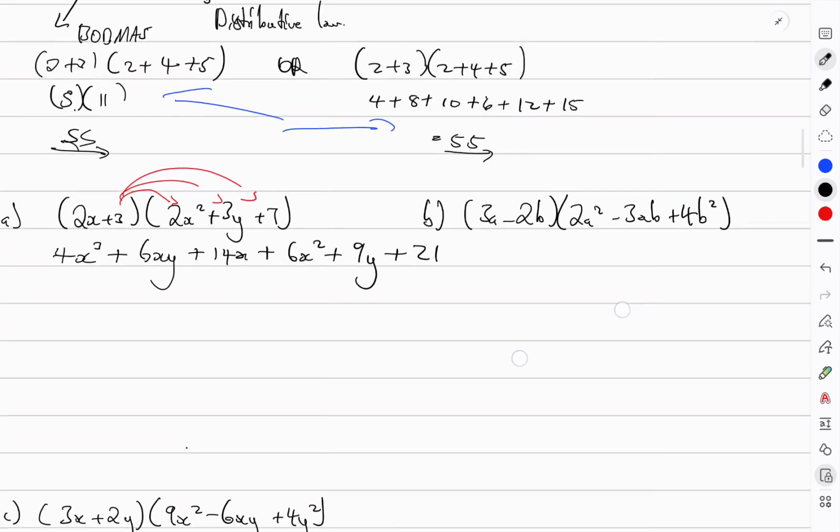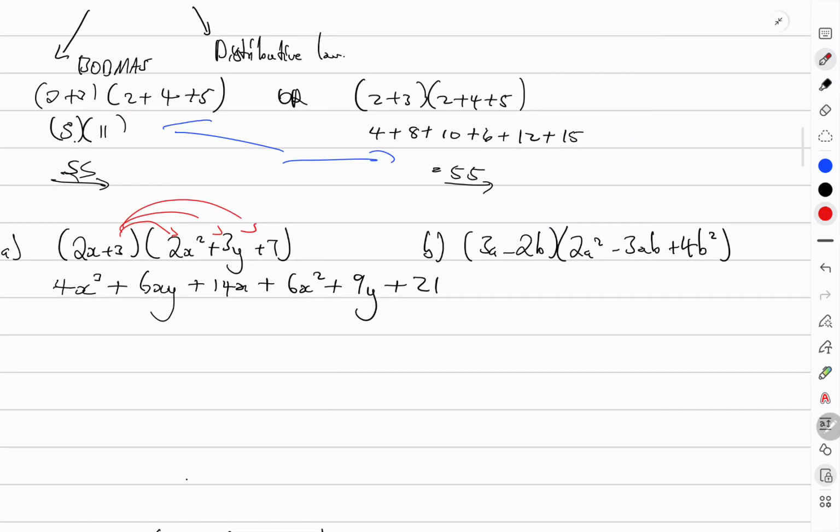Letter B, the 3a will multiply the 2a squared. The 3a will multiply the negative 3ab. The 3a will multiply the 4b squared. Now I would have done distributing with the 3a. The negative 2b will multiply the a squared. The negative 2b will multiply this second term. And just like that, that is what is going to happen. Therefore, what is 3a multiplying? I'm going to have 3a multiplying 2a squared.